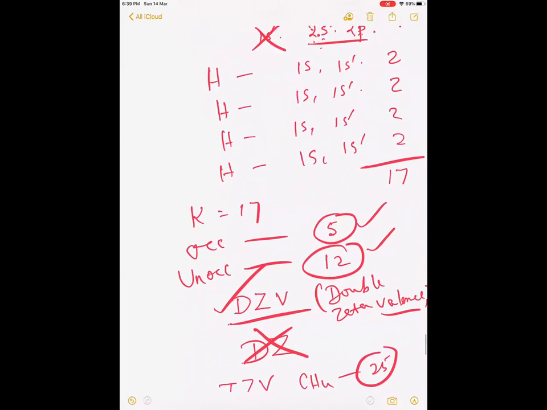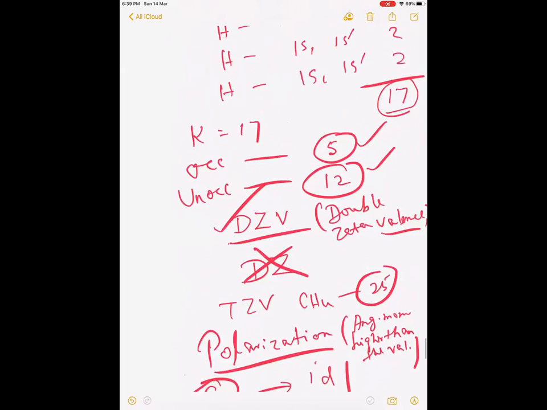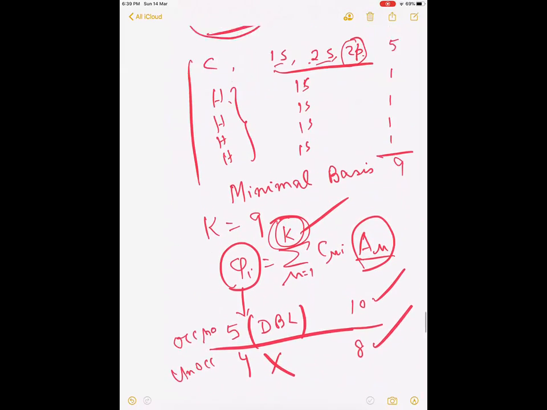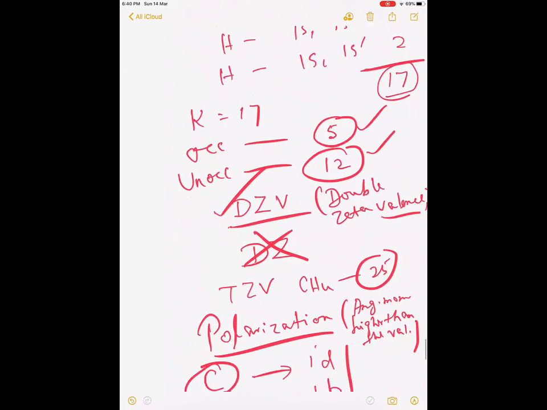And this is called double zeta valence orbital. So that's what we wrote. Double zeta valence, in which the number of orbitals becomes 17, the occupied orbitals continue to be 5, and the unoccupied orbitals become 12. Of course, the calculations are getting better and better, because as we know, in the LCAO expansion, this goes to the exact limit provided K is very large.